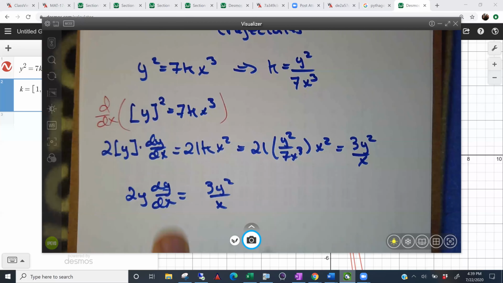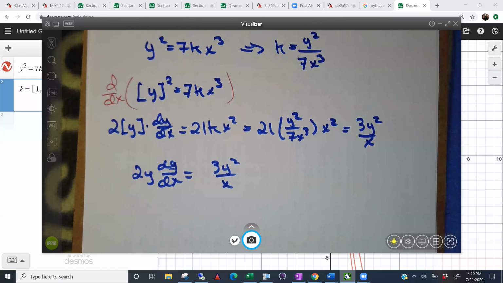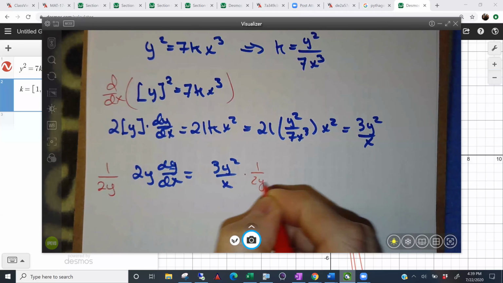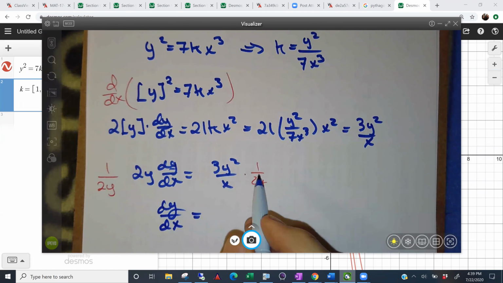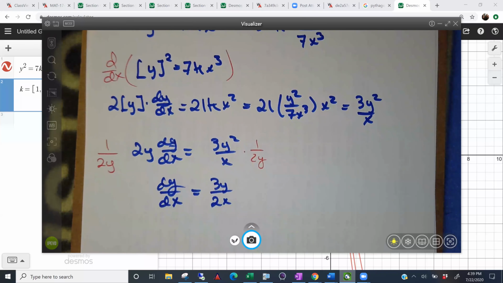All right, so what's the last step in solving for the derivative? That would be to divide both sides by 2y, or a different way you can think of doing that is multiply by 1 over 2y on both sides. On the left-hand side, this cancels. On the right-hand side, one of the y's will cancel, and I'm left with 3y over 2x. Okay. Beautiful. Looking great. Now, this is the slope of the tangent line to our current curve.